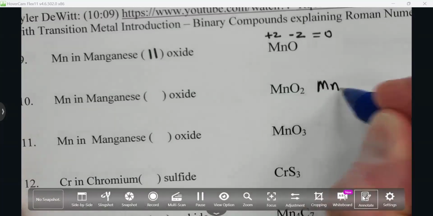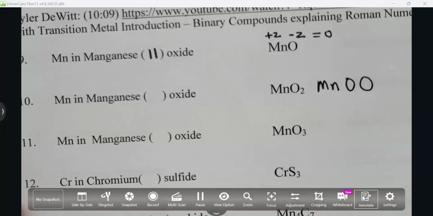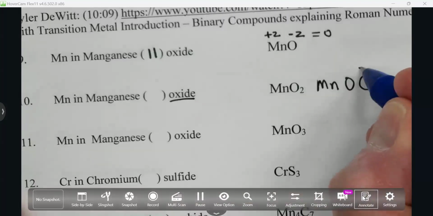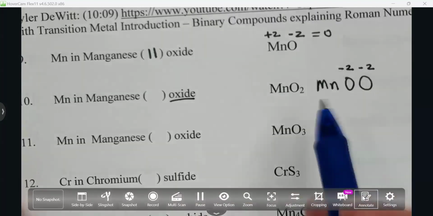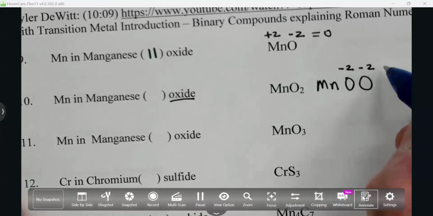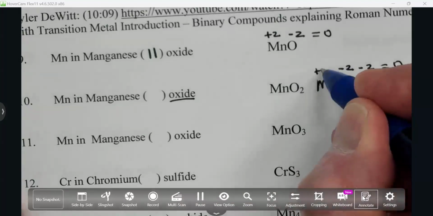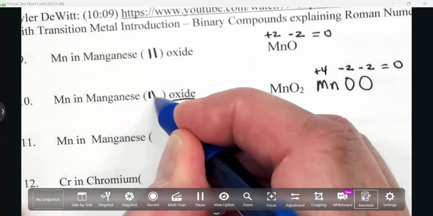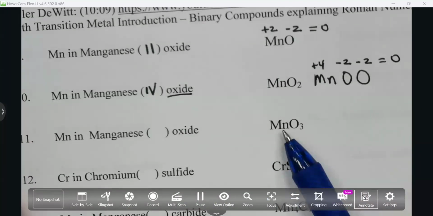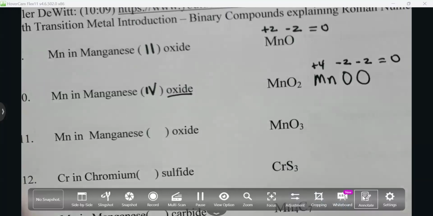We have MnOO. We have 2 oxides. What's the charge of my oxide? -2, -2. What's the charge of my manganese this time? 4, right? Here's my manganese 4 oxide. Again, I got to get 0. So this manganese 4, 5 minus 1 for a Roman numeral. What's my charge of this manganese? 6, right? This has got to be manganese 6.